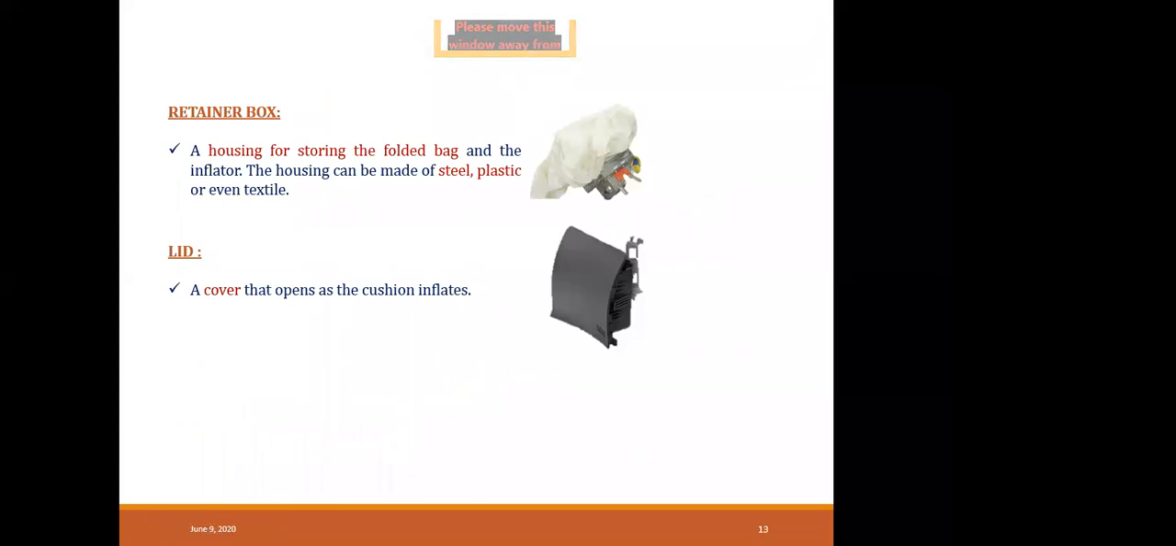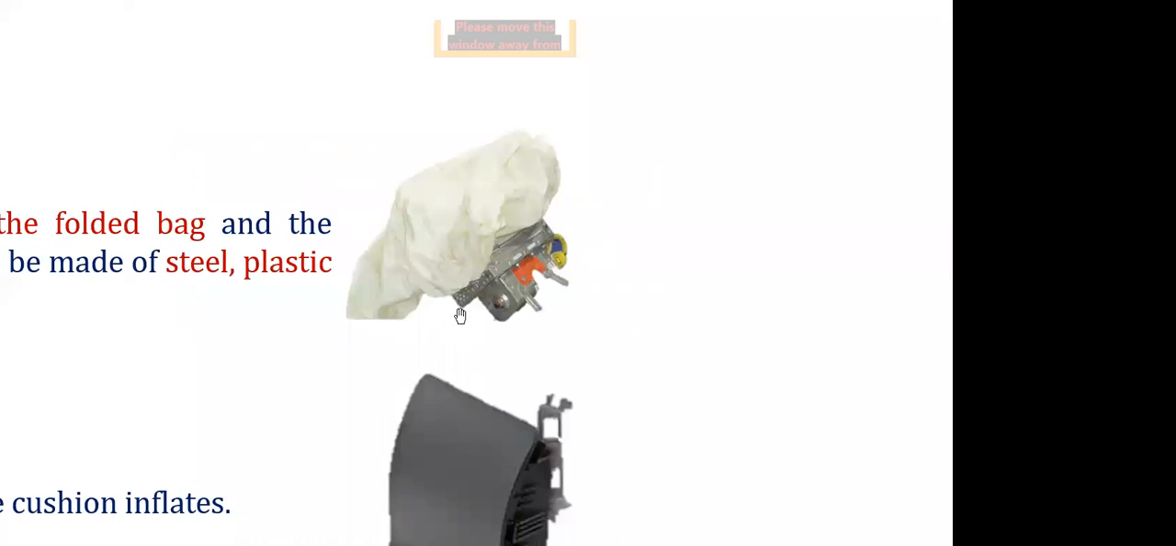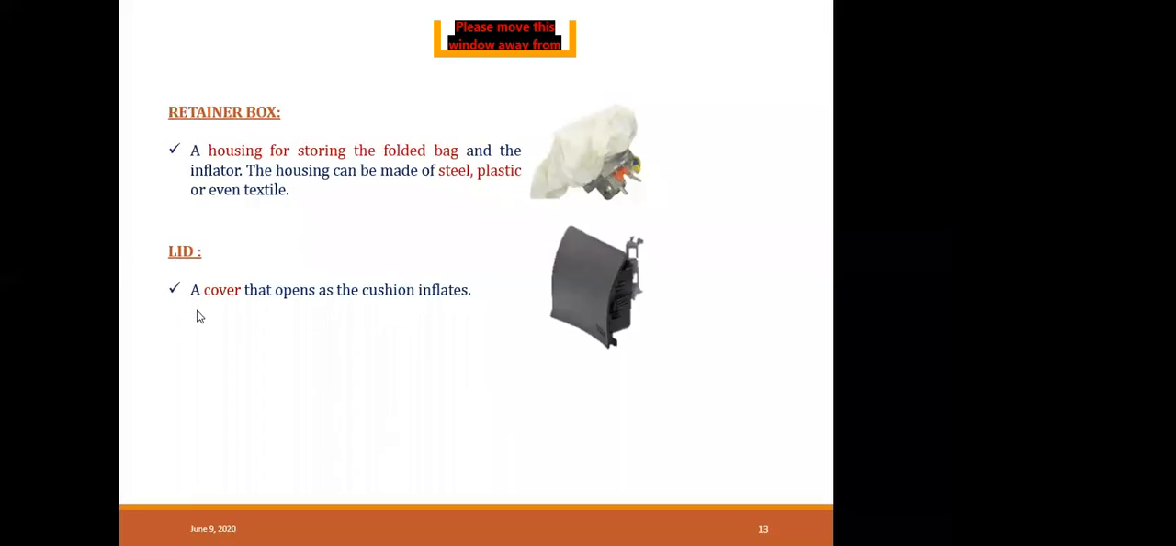Right? So the retainer box is nothing but a metallic cartridge which holds the bag, you can see here, I will zoom it now. Can you see here? This is the metallic cartridge, the retainer box, which holds the bag in the folded condition. Here it is inflating, here it is inflated, but originally it will be in a folded condition. And the lid is nothing but the cover on the top of the airbag module, which sometimes will break or sometimes tear, right? Anyhow, it will open and allow the airbag to come out. It is the final cover of the airbag module, the lid. Okay? So these are the components involved in the airbag deployment.